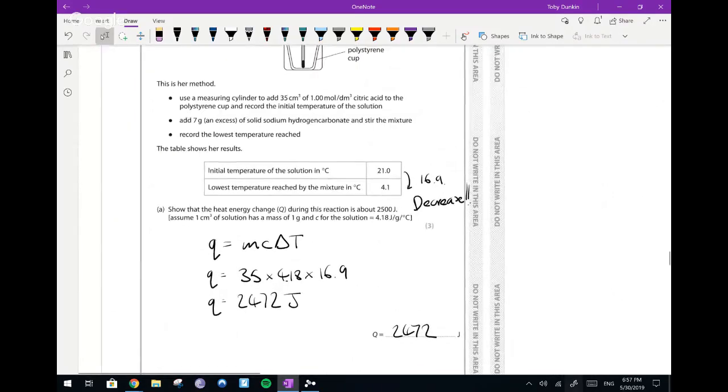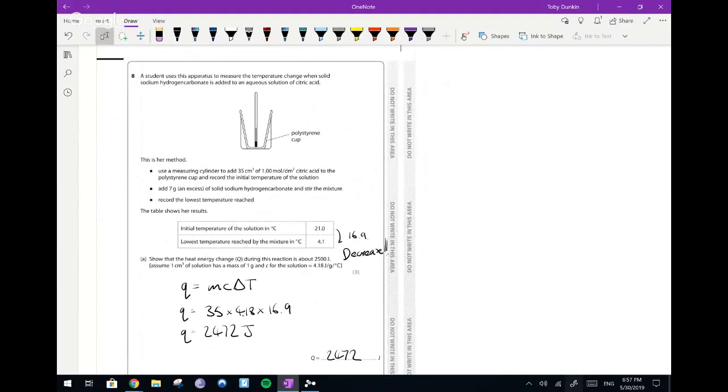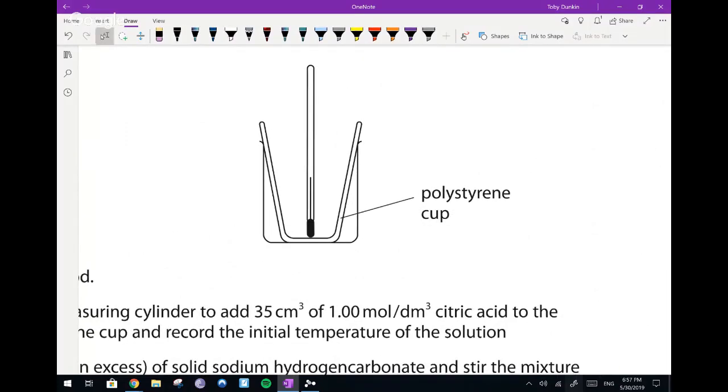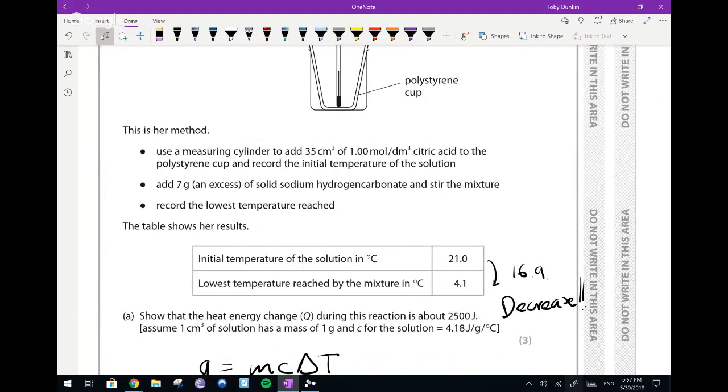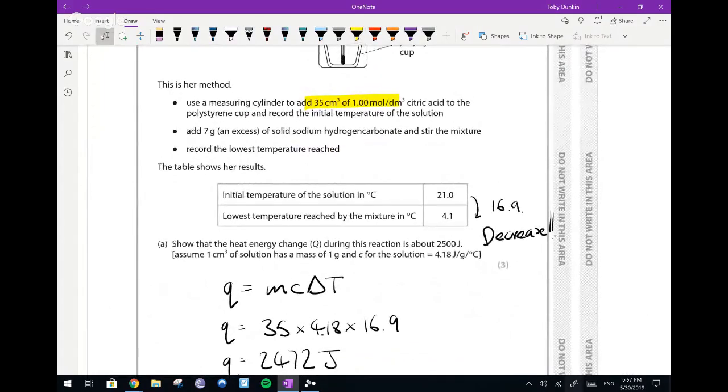Okay, so next question is enthalpy change. So this is heat change, enthalpy. So we are doing an internal calorimetry. We have a beaker with a polystyrene cup and a thermometer right in the center. It says use the measuring cylinder at 30, I'm going to highlight my data, 35 centimeters cubed of 1 mole per dm cubed citric acid. It's given us a concentration. Polystyrene cup, and record the initial temperature. Add 7 grams of solid sodium carbonate and stir the mixture. Record the lowest temperature achieved. Right, so initial temperature and lowest temperature reached 4.1.